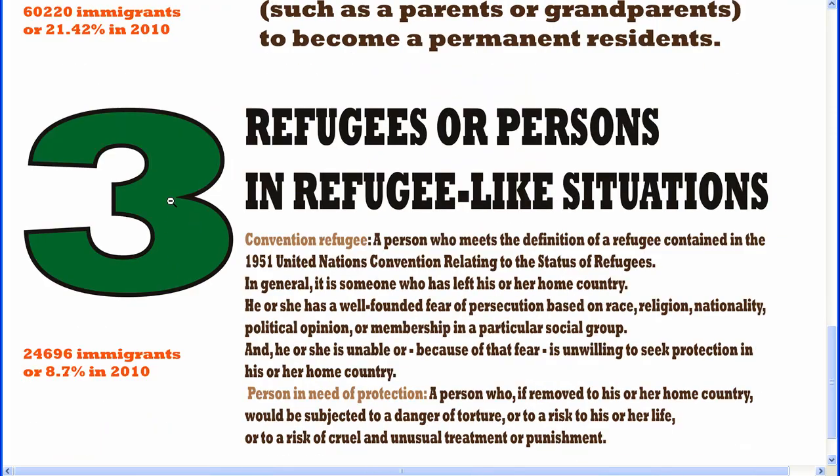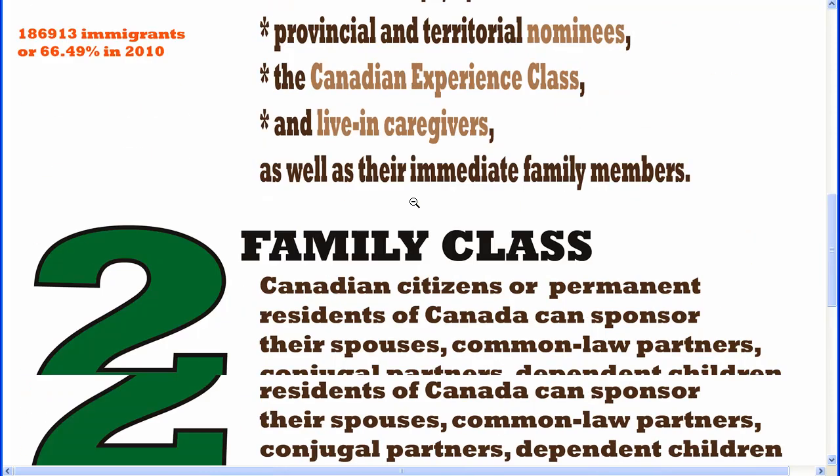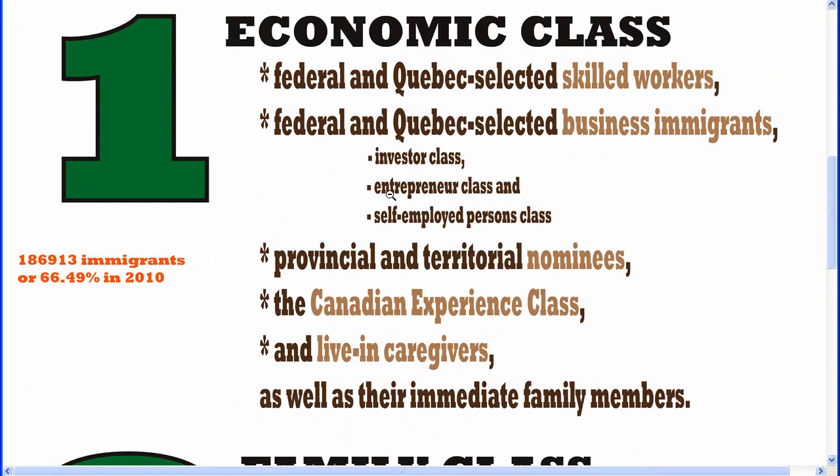And the third category are refugees or persons in need of protection. Approximately 9% of all applications in 2010 belong to this category. So we can go a little bit more into detail. What are the sub-categories of this economic class category?